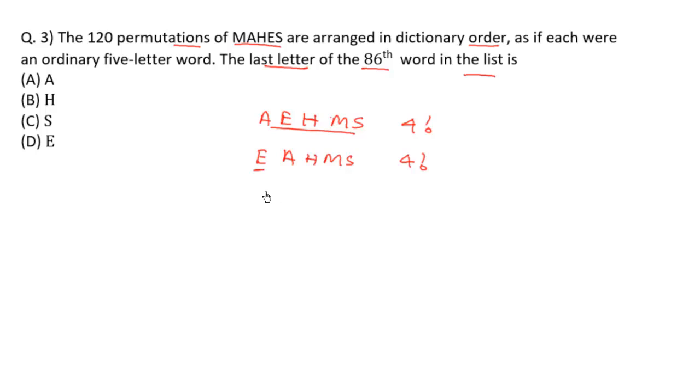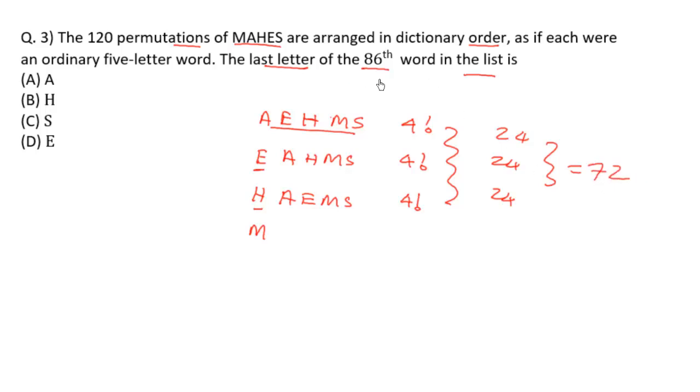Next would be all words starting with H, so it will be H, A, E, M, S, again 4 factorial, and starting with M. So we have to count this, right? So these are 24, this is again 24, this is again 24. So 24 into 3, this total comes out to be 72. So we are very close to 86, right? So starting with M, again if I add 24, then it will exceed 86.